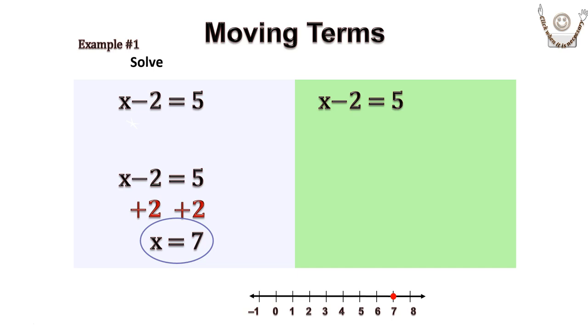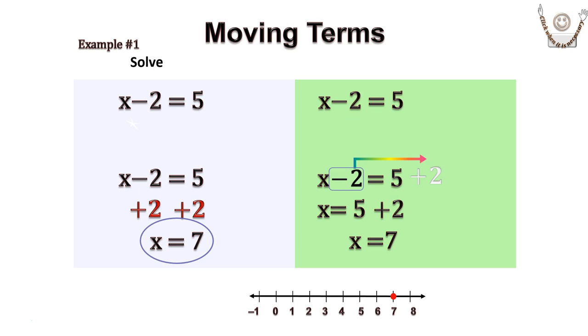Now I want you to look at the green area, the same equation. If I move negative 2 to the opposite side, negative 2 becomes positive 2, and I will immediately have x equal 5 and positive 2x is 7. This is what you would call moving terms. When you are moving a term from one side to another, you just need to change sign.